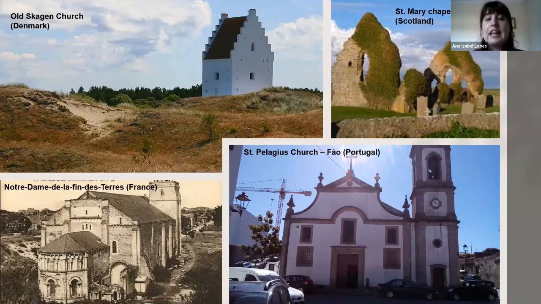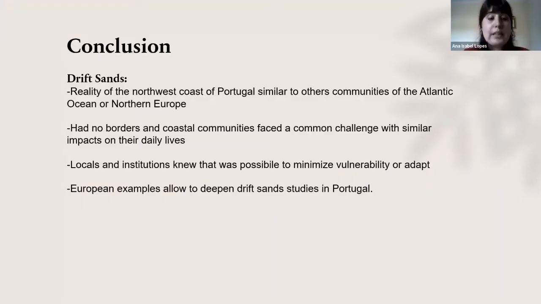Initially, I thought that I would find in this investigation information about some churches. However, this did not happen. So, considering this historical data, it was intended to compare similarities between the reality of the Portuguese Northwest Coast communities with other European communities along the Atlantic Ocean and Northern Europe, demonstrating that drift sands had no borders and coastal communities endured the common challenge with similar impacts on their daily life: the silting up of water courses, economic losses, difficulties of circulation, or the inability to live in some places.